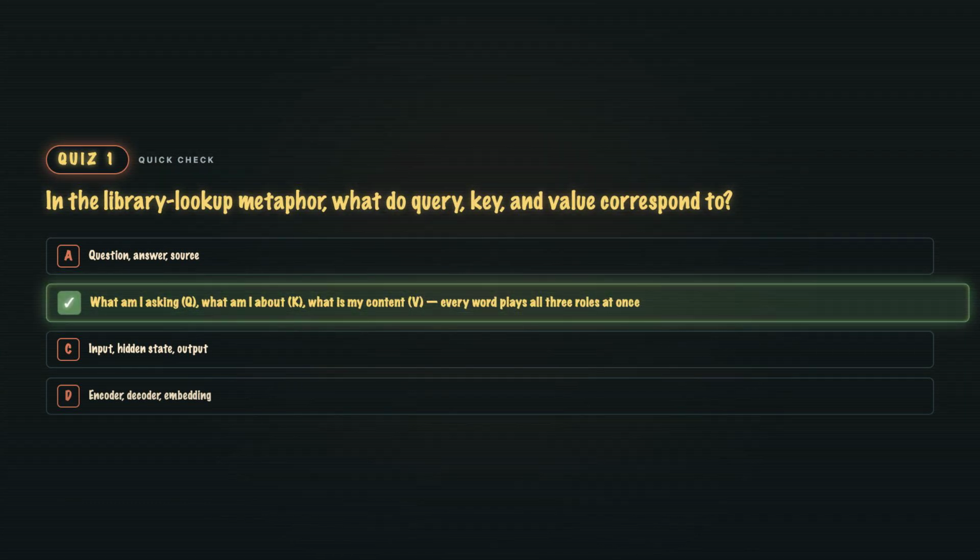B. This is the entire self-attention metaphor. Every word has 3 learned projections of its embedding. Its query, what it's looking for. Its key, its topic label. And its value, its content. Attention is a weighted sum of values, weighted by query key similarity.